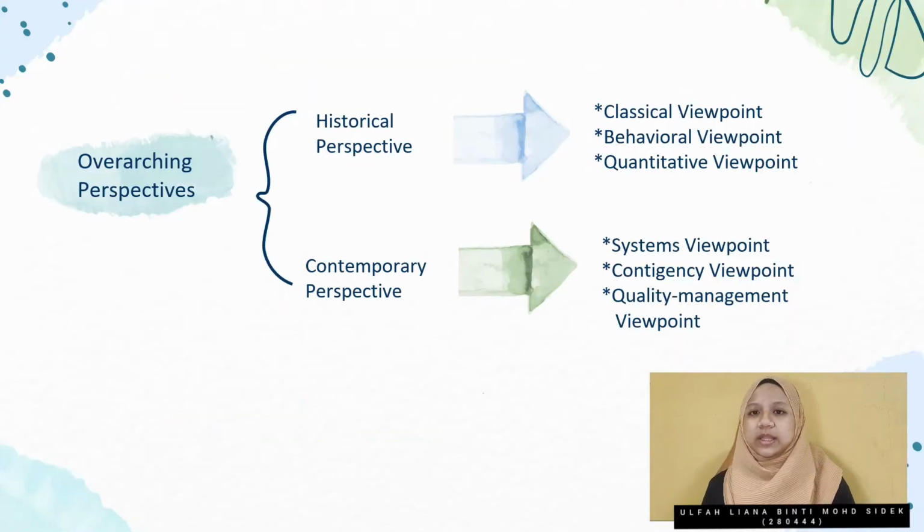The overarching perspectives on management are divided into two types, which are historical and contemporary. In the historical perspective, there are three viewpoints, which are classical viewpoint, behavioral viewpoint, and quantitative viewpoint. In the contemporary perspective, there are also three viewpoints, which are system viewpoint, contingency viewpoint, and quality management viewpoint.